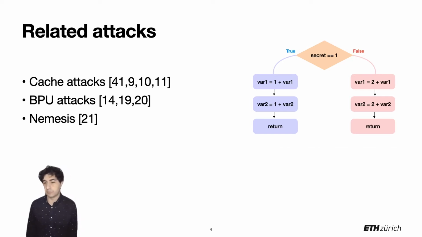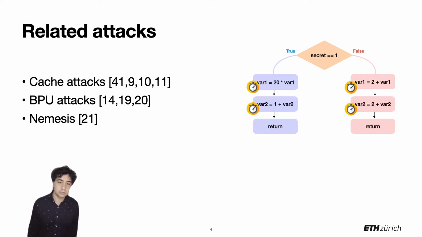Nemesis follows a different approach from the previous two attacks in that it leverages interrupts that the attacker can now issue because it controls the operating system. Through interrupts, the attacker can time the execution of each instruction. And if one of the instructions, for instance, is a multiplication, in this case, then the attacker will see that this one takes a longer time than an addition, therefore he knows that the execution was in the true path.